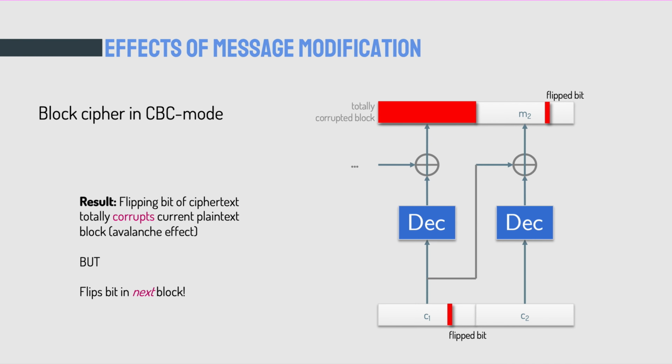Things are a little bit different in the cipher block chaining mode of operation. If you flip one bit of the ciphertext, it will affect all of the bits in that block, flipping each bit with 50% chance as per the avalanche effect. So by flipping a single bit, you're basically destroying the entire plaintext block. However, because cipher block chaining feeds the ciphertext forward into the next block, flipping one bit of the ciphertext has the effect of flipping one bit of the plaintext in the next block.